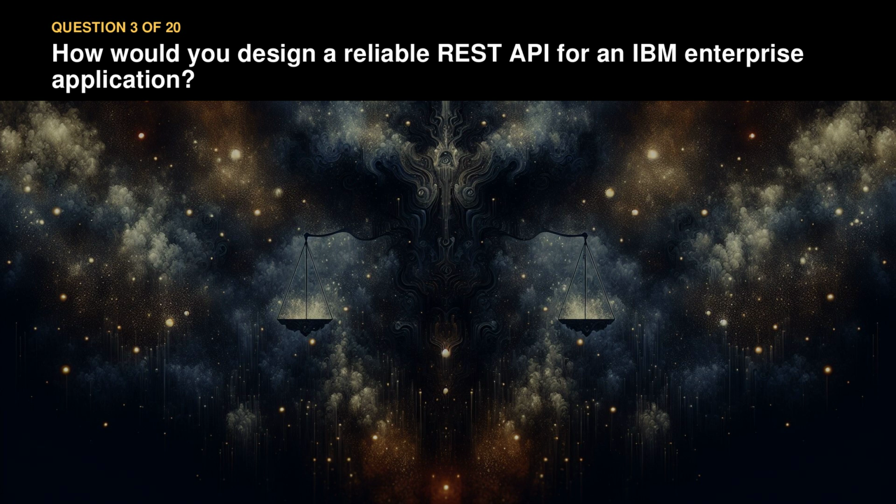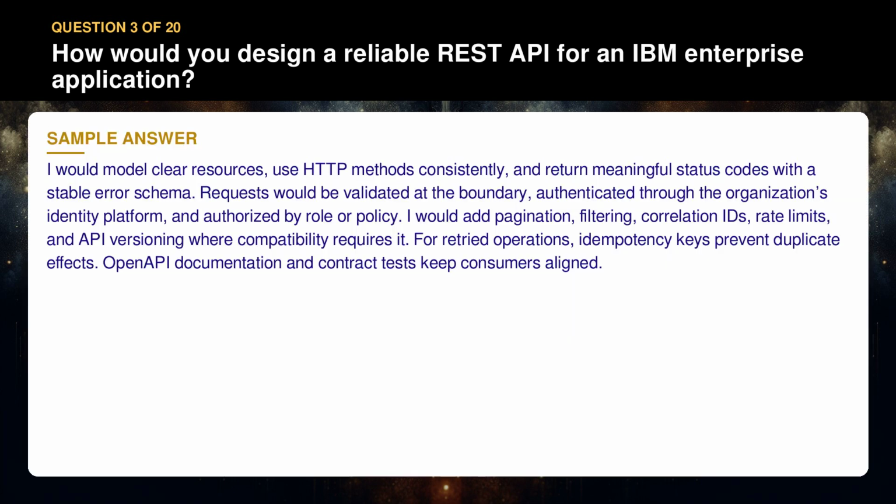Question 3. How would you design a reliable REST API for an IBM enterprise application? I would model clear resources, use HTTP methods consistently, and return meaningful status codes with a stable error schema. Requests would be validated at the boundary, authenticated through the organization's identity platform, and authorized by role or policy.